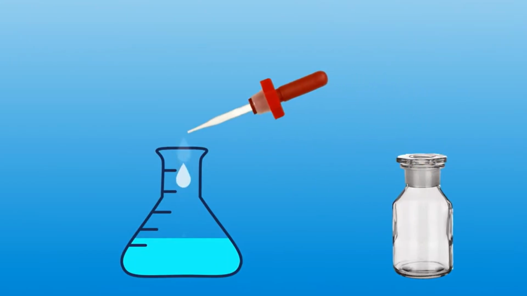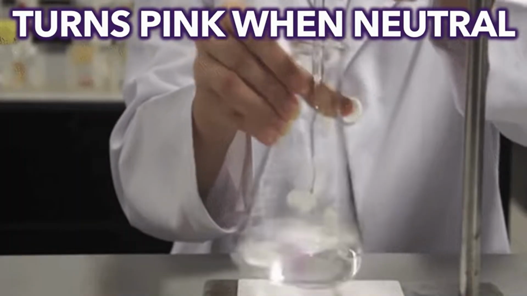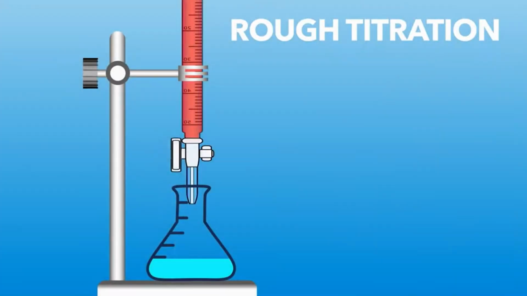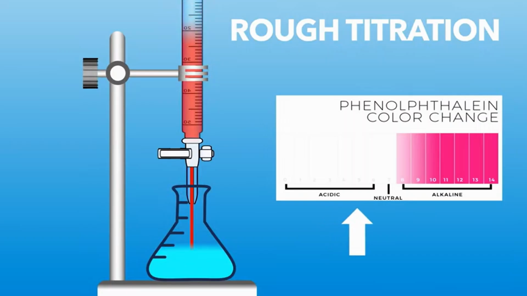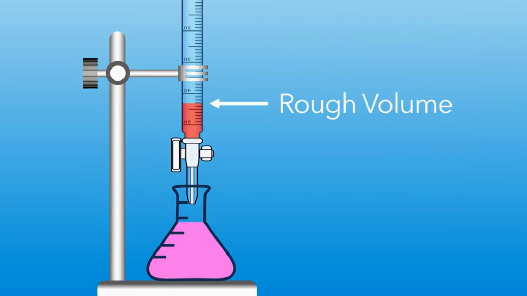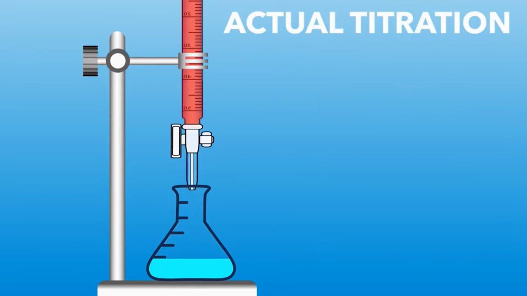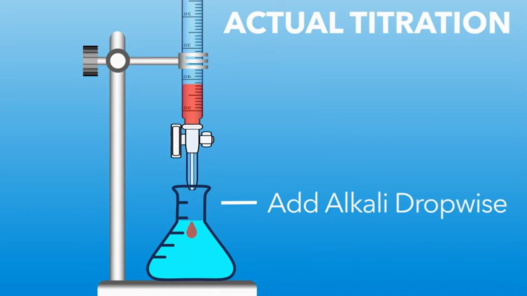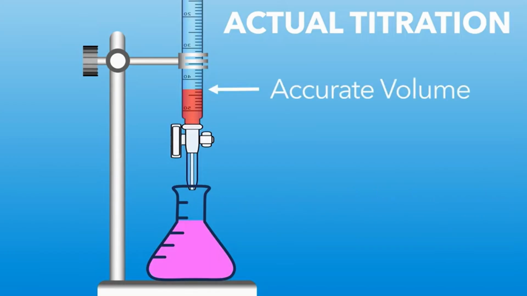But first, we add several drops of indicator, such as phenolphthalein, which will turn pink when the acid has been neutralised. Starting with a rough titration, we add the alkali from the burette until we see a colour change, showing that the acid has been neutralised. We take note of the rough volume for our accurate titration. This time we stop short of neutralisation and then add the alkali drop by drop until it turns pink. This improves the accuracy for the final volume.